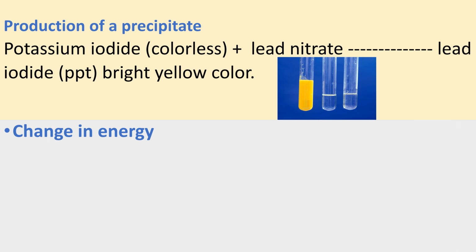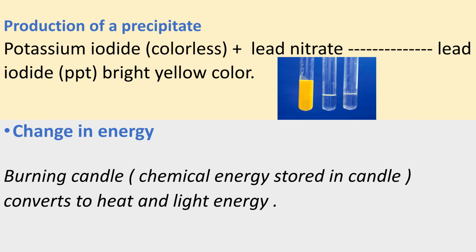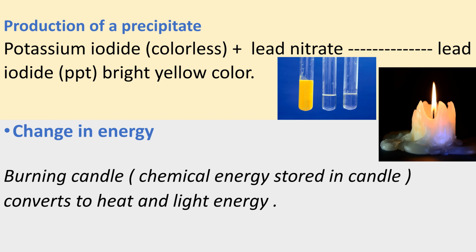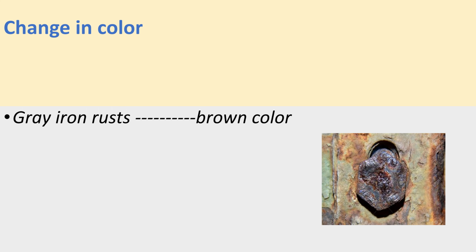Change in energy. Like a burning candle, it is chemical energy stored in the candle that converts to heat and light energy. Change in color. Gray iron rusts and turns brown, so it is a chemical change.